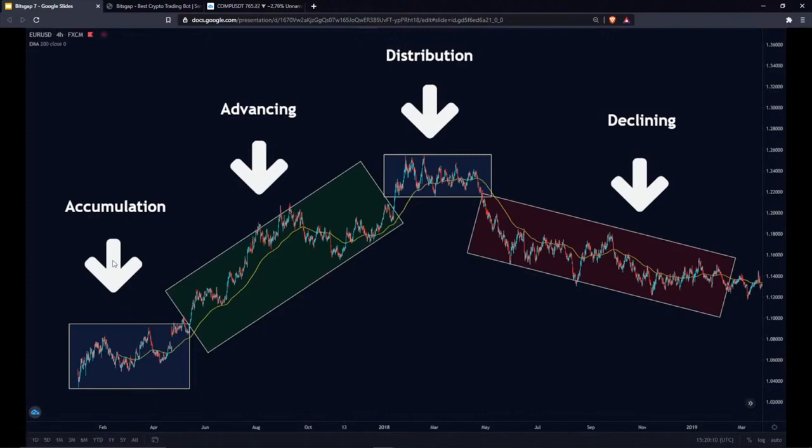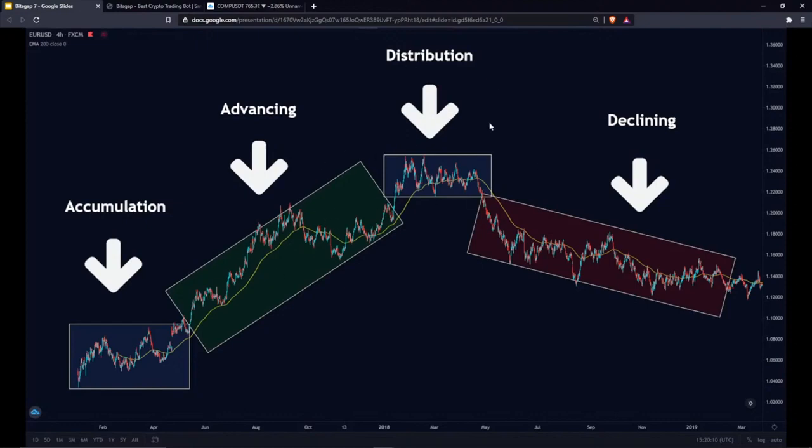So accumulation is a perfect phase for the SBot, because that's basically the sideways market. In the advancing mode, that's something that I already explained. This is when we need to stick with the classic bot, as it brings us more returns on the rising market.